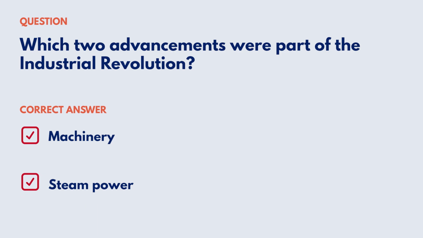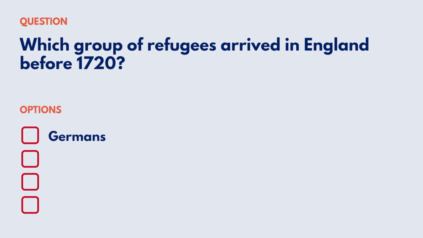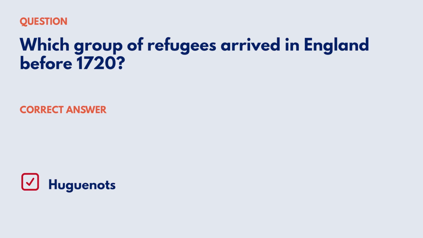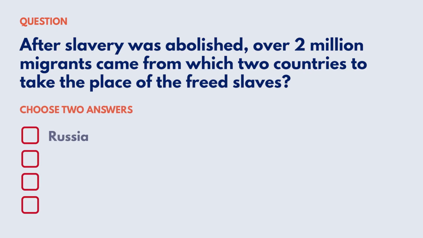Right answer. Steam power, machinery. Which group of refugees arrived in England before 1720? Germans. Welsh. Huguenots. Bretons. Right answer, Huguenots. After slavery was abolished, over 2 million migrants came from which two countries to take the place of the freed slaves? Russia.